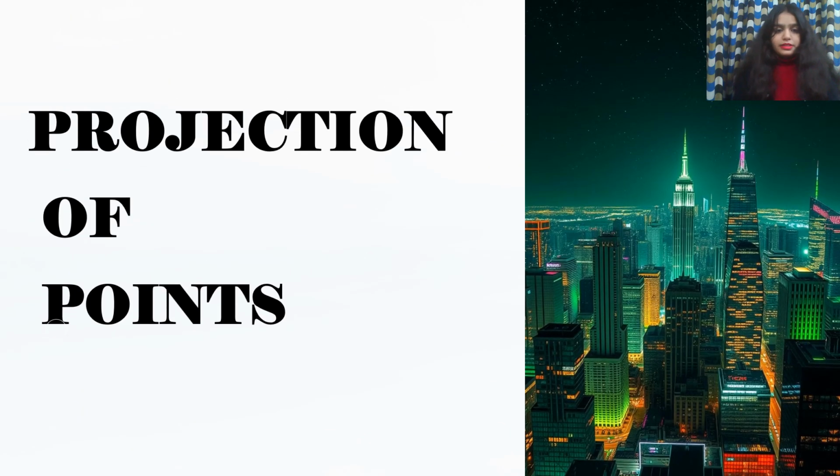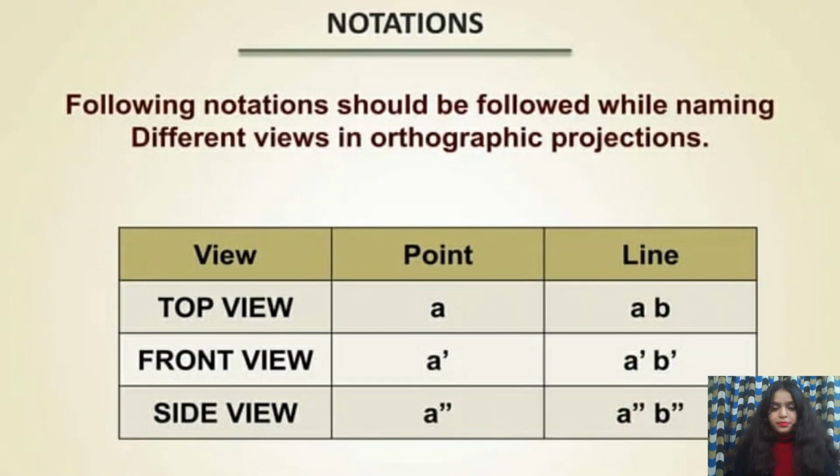So now let's start our main topic, the projection of points. Before coming to the projection of point, you should also know about the notations. Why am I saying notations? Because when you represent a 3D object on 2D paper, you are drawing it on engineering sheets. So how would engineers know what you have drawn?